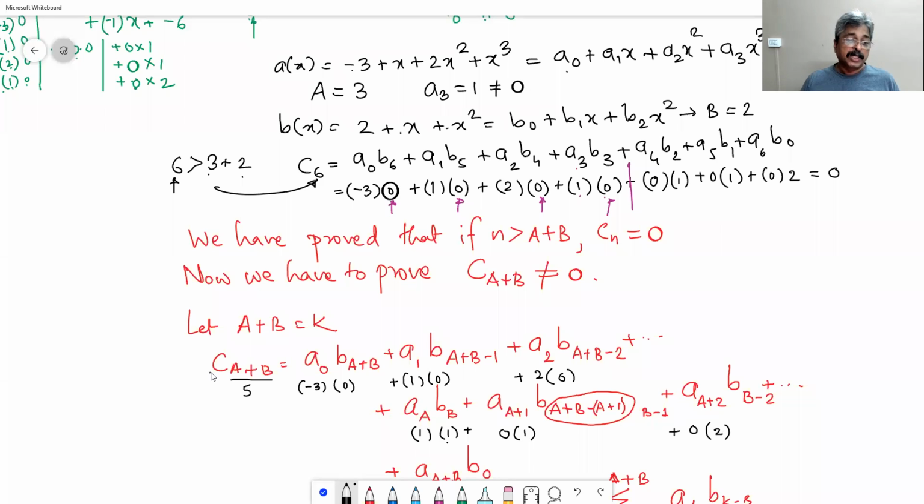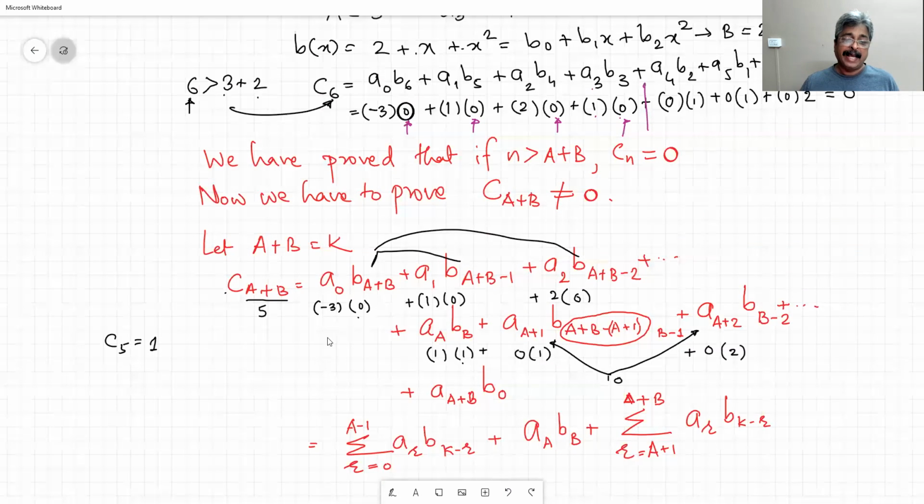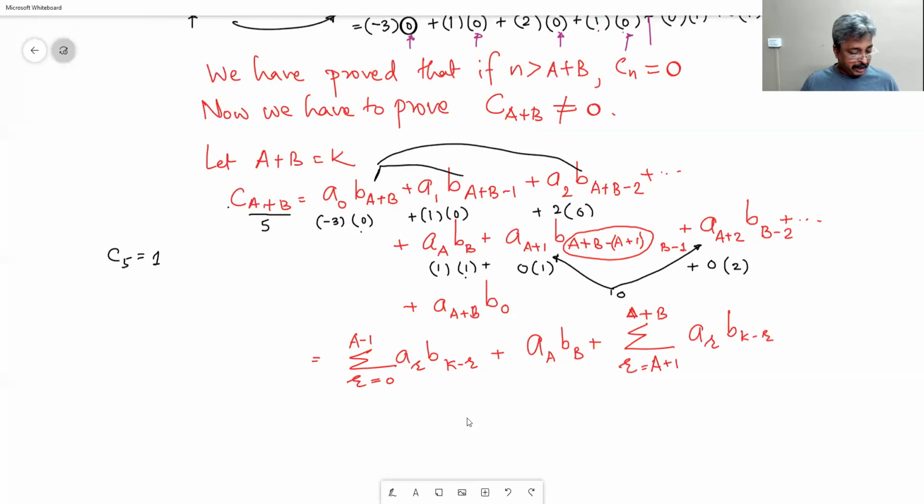non-zero. So coefficient C5 will be 1. All other terms become 0. Here it is becoming 0 because these terms are becoming 0 because of B. These terms are becoming 0 because of A. Similar situation, but only one term in between is not becoming 0. So barring this black work, whatever I am writing is the correct proof. Black, whatever I have written, is explanation.